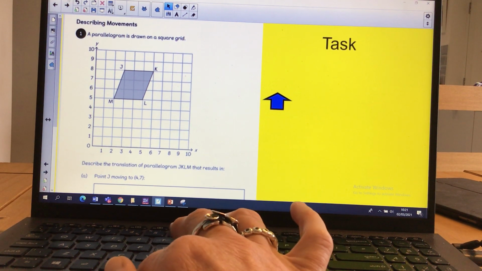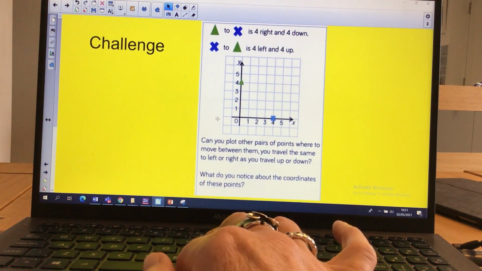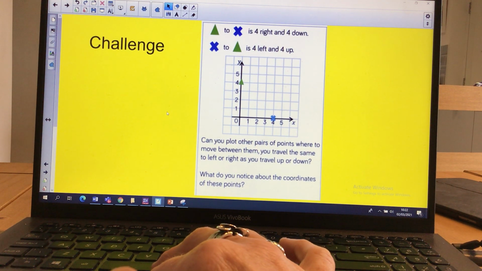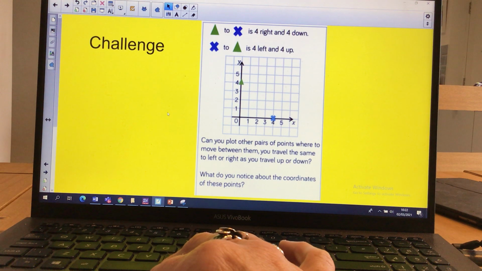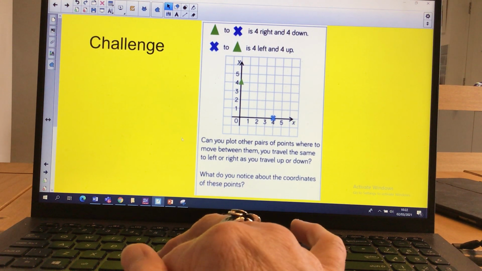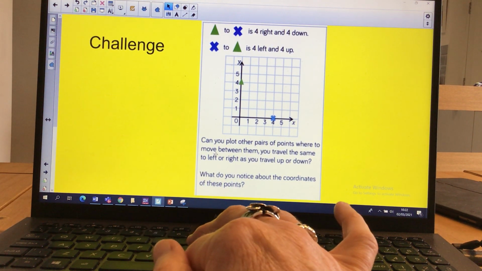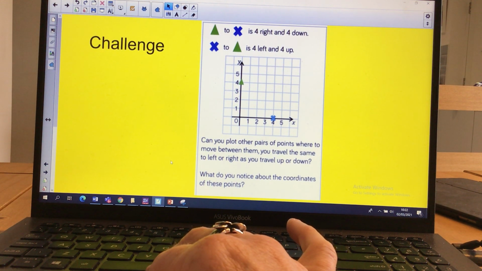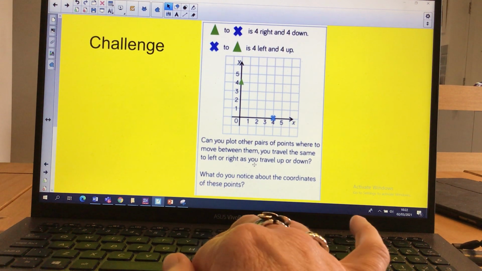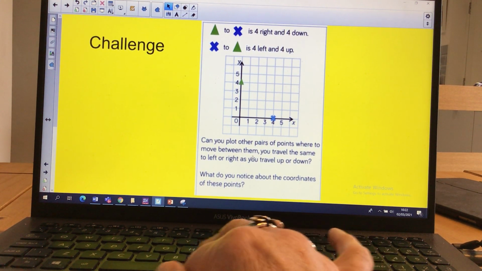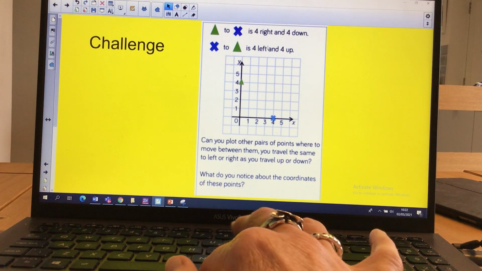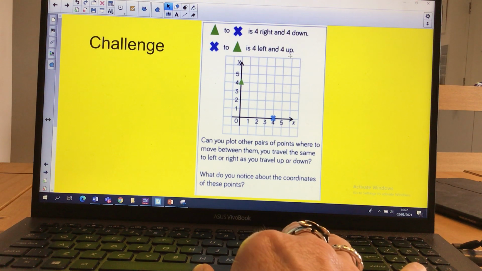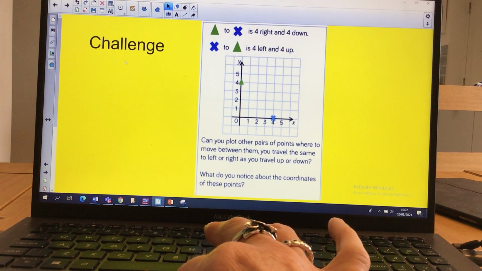All right. There is a little challenge. It says triangle to X is 4 right and 4 down. X to triangle is 4 left and 4 up. Can you plot other pairs of points where to move between them you travel the same left or right as you travel up and down? Right, a bit to think about there. What do you notice about the coordinates of these points? So each of the movements have got to be the same. So 4 right, 4 down, and then the other way round will be 4 left and 4 up. Okay, a bit to think about there.